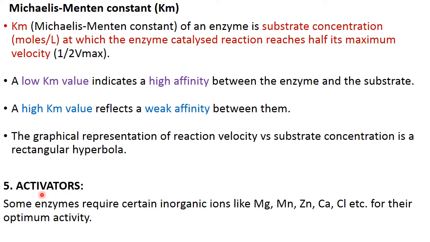So what we have seen, some enzymes require certain inorganic ions like magnesium, जैसे DNA polymerase है, manganese, zinc है, जैसे कार्बोक्सीपेप्टाइड है इसके लिए देखा है, कैल्शियम है, क्लोराइड है for their optimum activity.